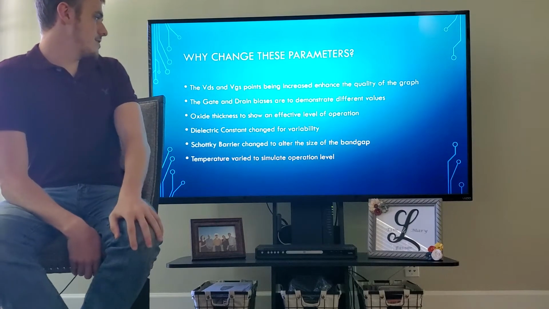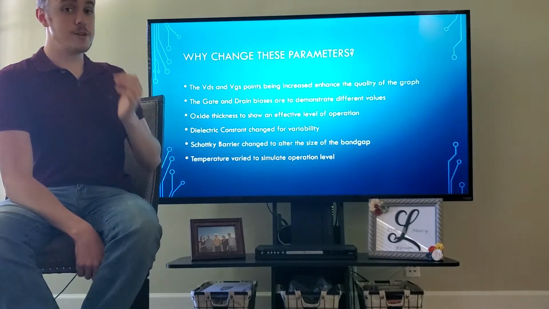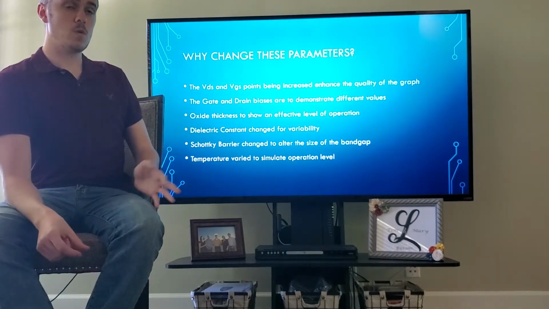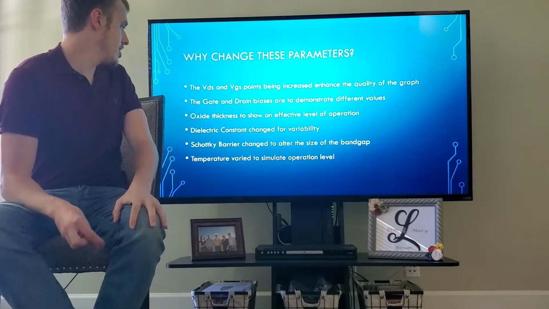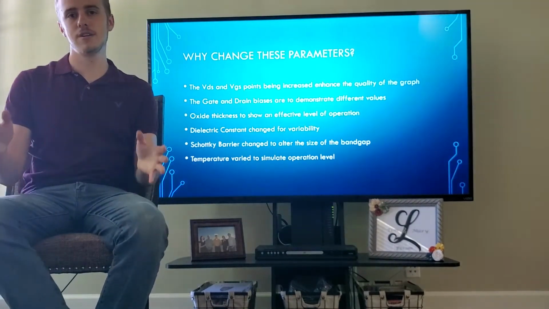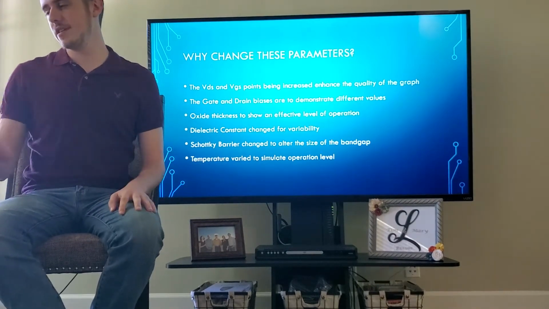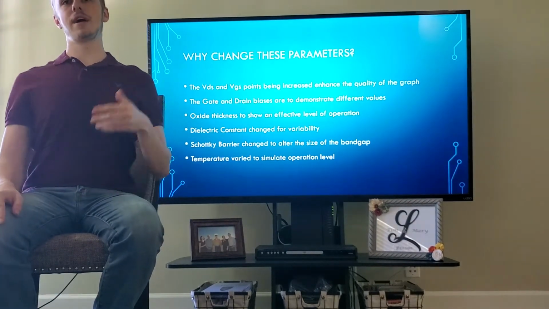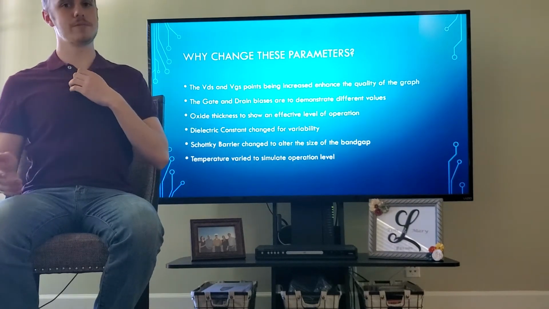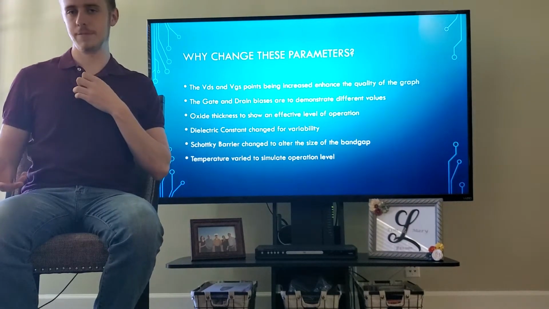The dielectric constant was changed for the same reasons, just to see what works best. The Schottky barrier changed depending on how big of a band gap you wanted. And the temperature simulated how it may operate at room temperature, or at colder or hotter temperatures.